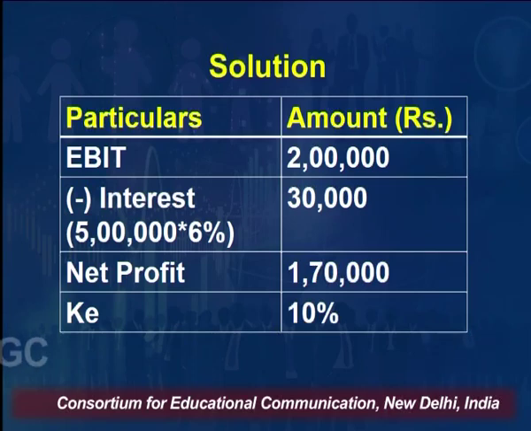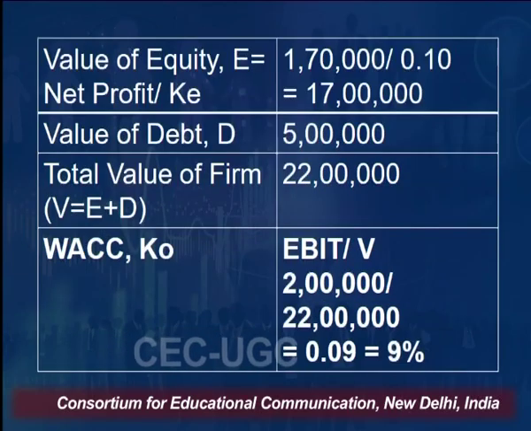So, we will deduct interest from EBIT, that is 30,000 can be deducted from 2 lakh, and now we have net profit with us, and the net profit amount is 1,70,000. Cost of equity is also given, which is 10%.